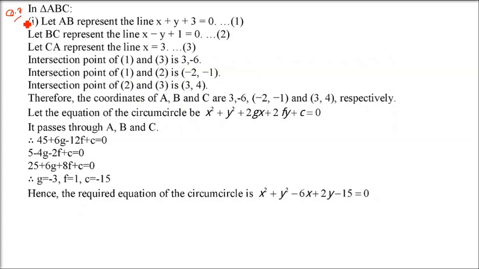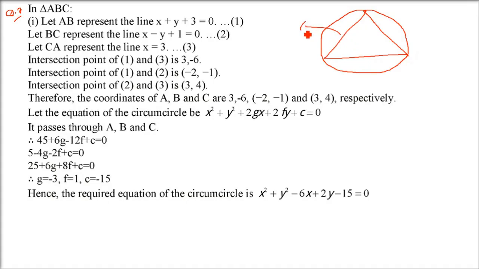This is question number 7, and there are 3 parts here. One of the parts we are going to see properly. Find the equation of the circle which circumscribes the triangle formed by the lines. So 3 lines are given in each part. These are the 3 lines of the triangle. Circumscribe means the circle is outside, and all 3 vertices lie on the circumference. This one is x plus y plus 3 equals 0.